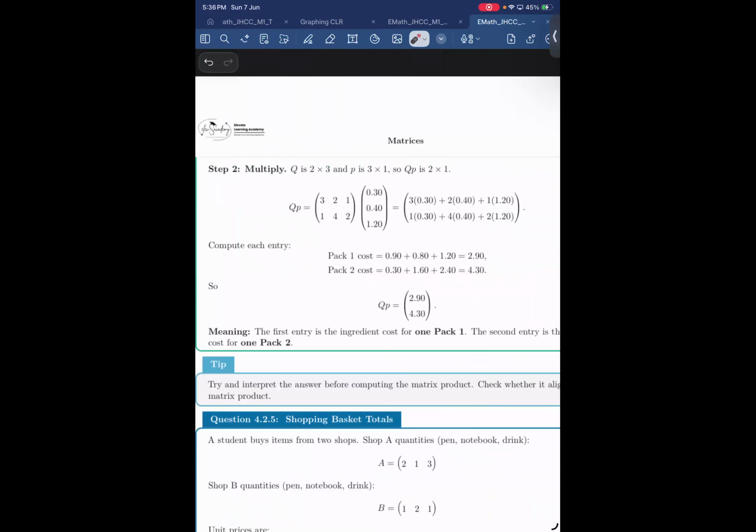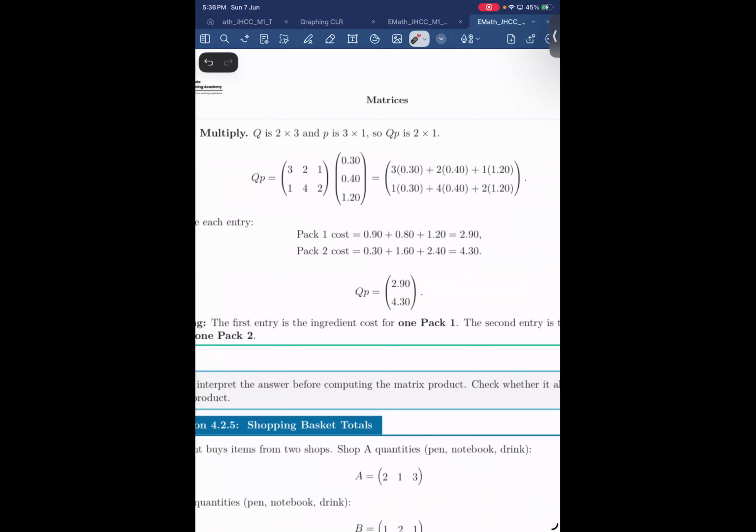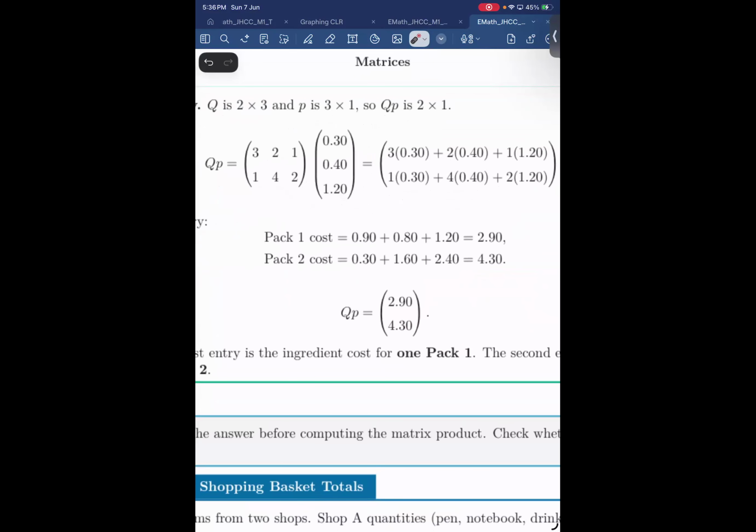Okay, multiply. So the first entry, as expected, is the cost for one pack one, and then the second entry is the cost for one pack two. And how to be able to tell what these values mean? As I mentioned in previous classes, you just have to look at what each of these things mean. So don't look at the final value. You look at what makes up the final value.